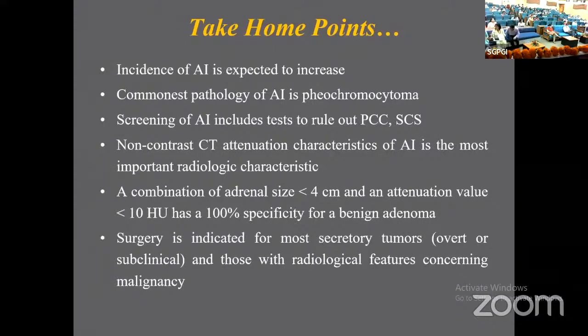Whereas surgery is indicated for most secretory tumors, whether overt or subclinical, and those with concerning radiological features. So overt features, subclinical features, especially subclinical Cushing syndromes, and those with concerning radiological features, they should all be operated, either by laparoscopic adrenalectomy, or robotic adrenalectomy, or you can do open adrenalectomy depending on the surgeon's experience and the etiology of the tumor.